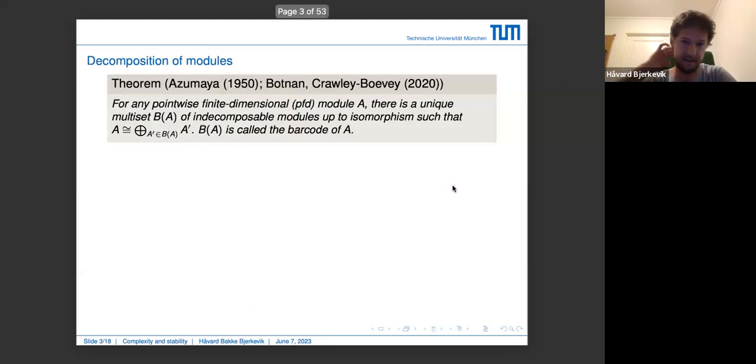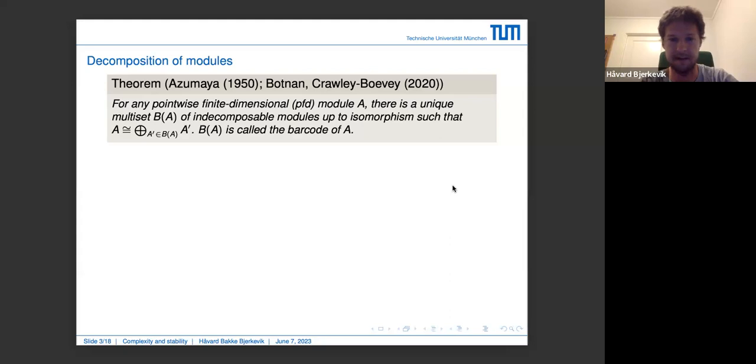Okay, so we're talking about decompositions, and we have this nice theorem here, which says that we essentially have unique decomposition into indecomposable modules. To be precise, if you take some module A, first of all, you can write this as a direct sum of indecomposable modules. And if you do this in two different ways, then you can always find a bijection between the two sets of indecomposable modules that we get, such that you match together isomorphic modules.